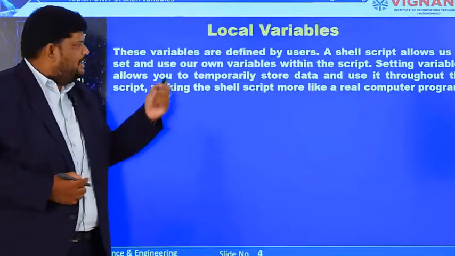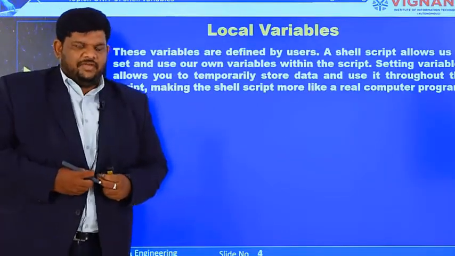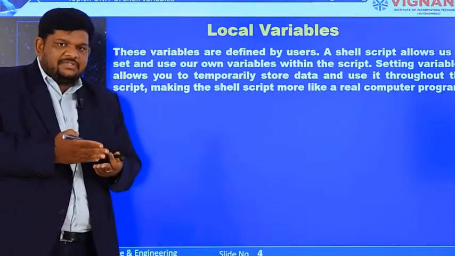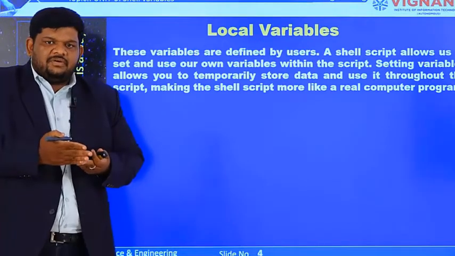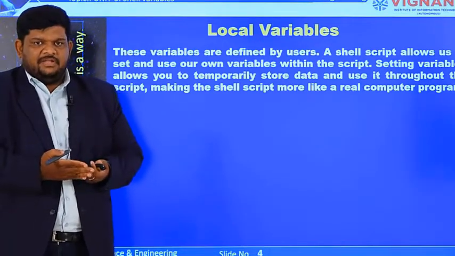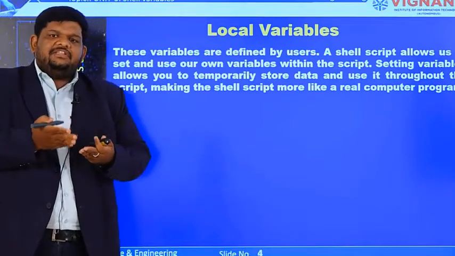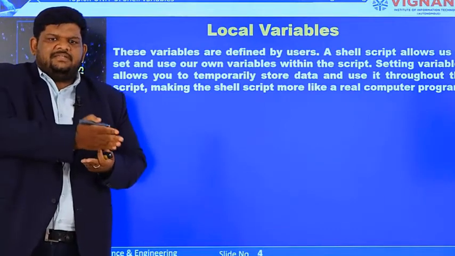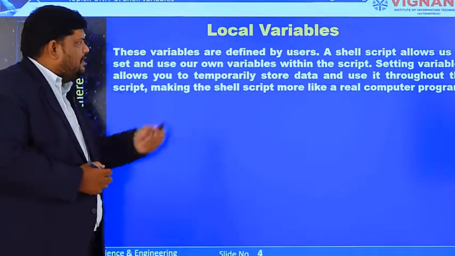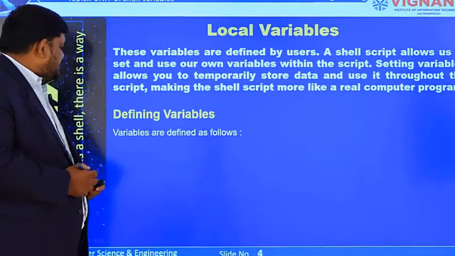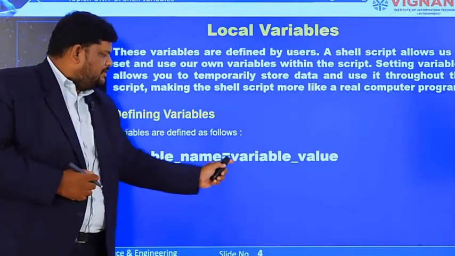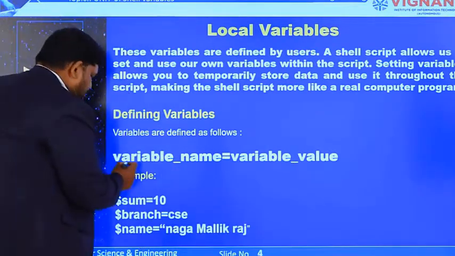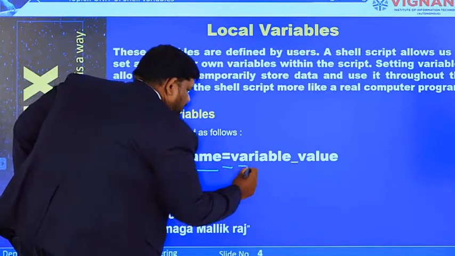Local variables, we already said, are also known as user defined variables. These variables are defined by the user. A shell allows us to create, store, and access the variables. Some temporary data will be stored in that variable, and whenever you want, we can access the value present in that variable. So all this is about local variables. While coming to syntax: variable name is equal to variable value. Let us consider some examples.